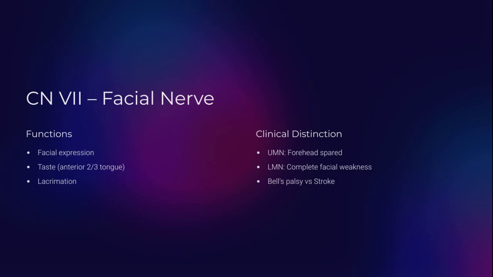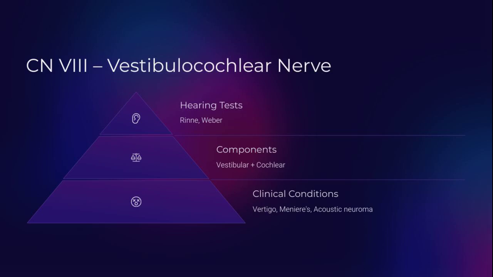Simple. Essential. Split into vestibular and cochlear. Think vertigo, Meniere's disease, and acoustic neuroma. Rinne and Weber tests? Absolute musts in MCQs. These are the auditory lifelines.